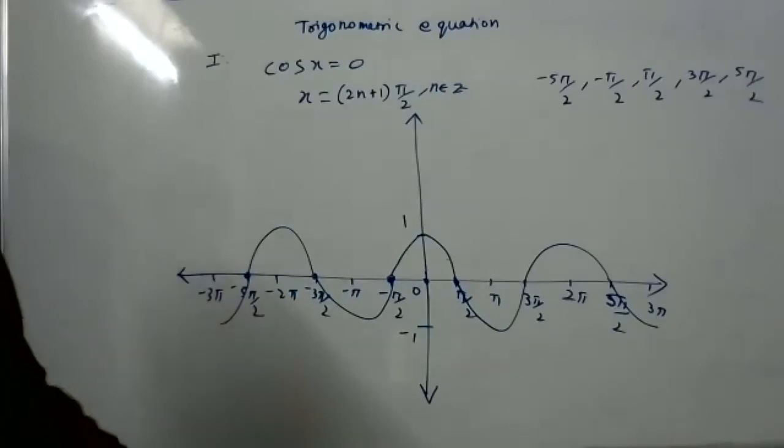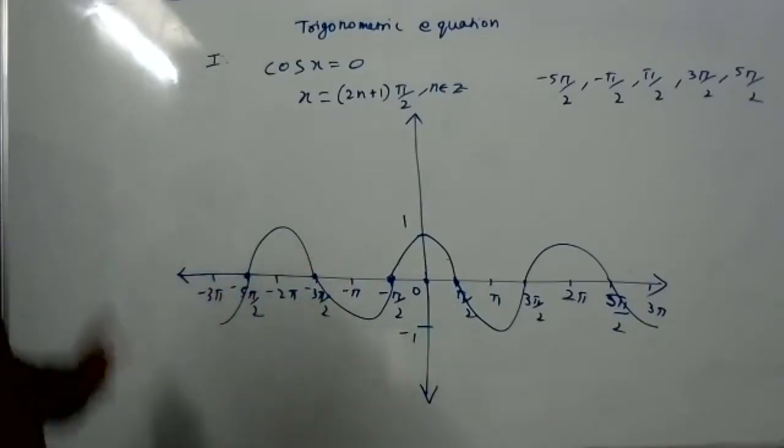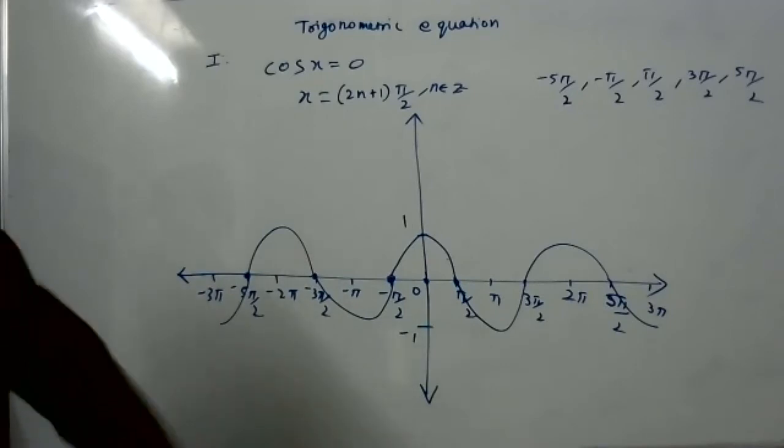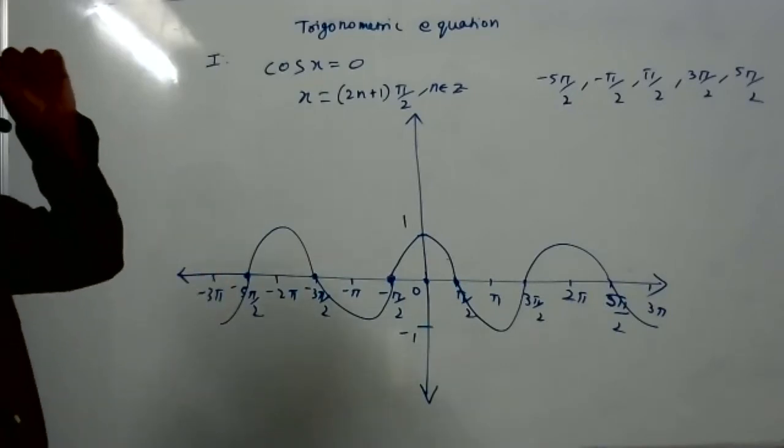Cos x is 0 means x has to be an odd multiple of pi by 2. It can be negative angles also. That's why n is an integer. Any doubt you can ask me?